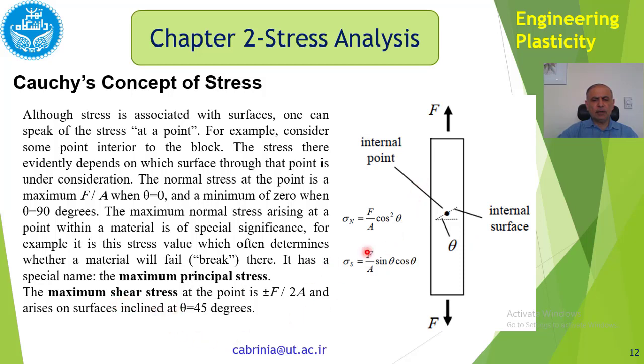And the maximum shear stress at that point is plus or minus F over 2A, and arises on the surface inclined at theta equal to 45 degrees. Because if that is 45 and that's 45, this becomes maximum. We have shown this before. 45 degrees, 1 over root 2, 1 over root 2, multiplied together, we get F over 2A. And because it can have positive and negative directions or angles, we get plus or minus F over 2A as the maximum shear stress at theta equal to 45 degrees. Obviously, for other angles, we get other values for the shear stress.